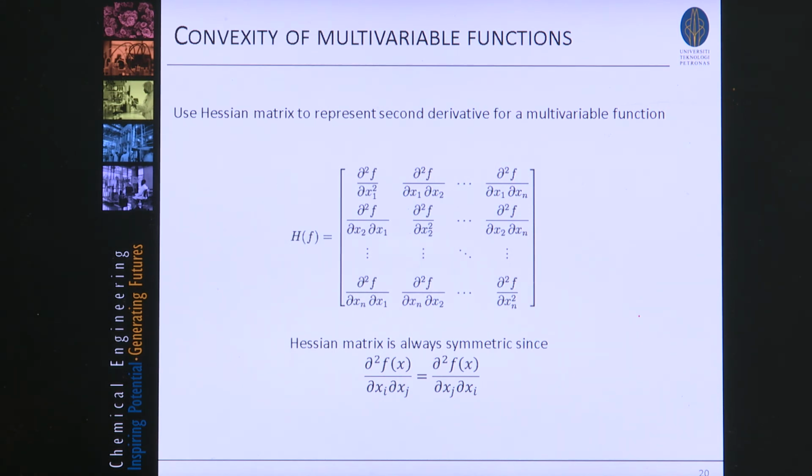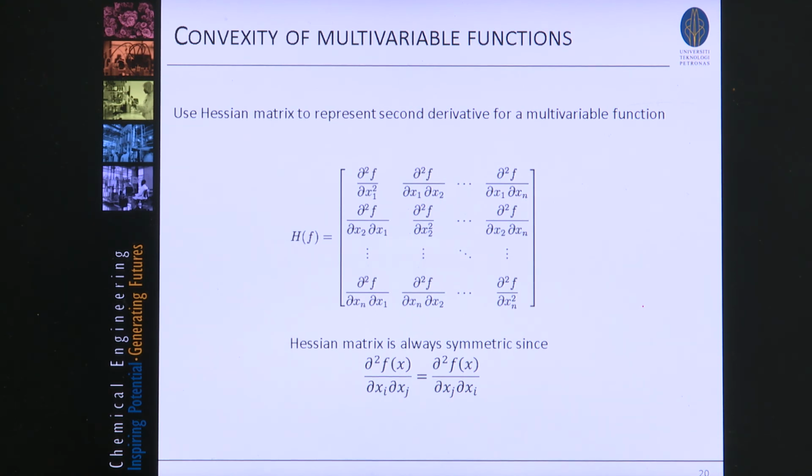So far we have discussed only one variable. Now how about if we have more than one variable, like multivariable? In this case, we can use the Hessian matrix to represent our second derivative. The first derivative is easy, we can just derive the function once with respect to x1 or x2. If we have two variables, we have two first derivative functions.